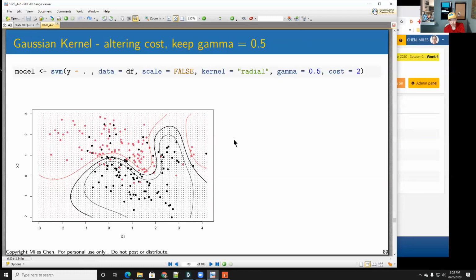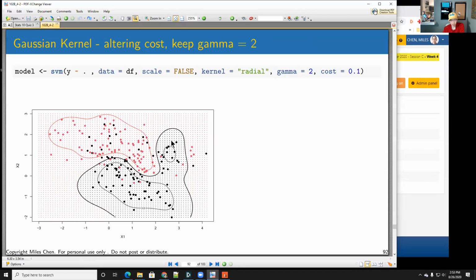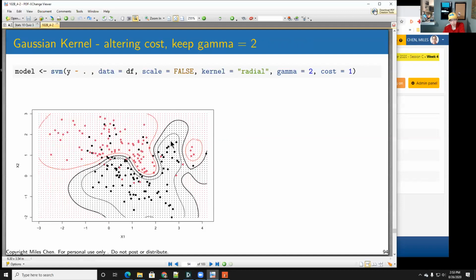And for your homework, I just want you to mess around with picking different gamma values and different cost values and seeing if you can understand what effect these parameters have on the boundaries that it will form, okay? All right, so let me see.